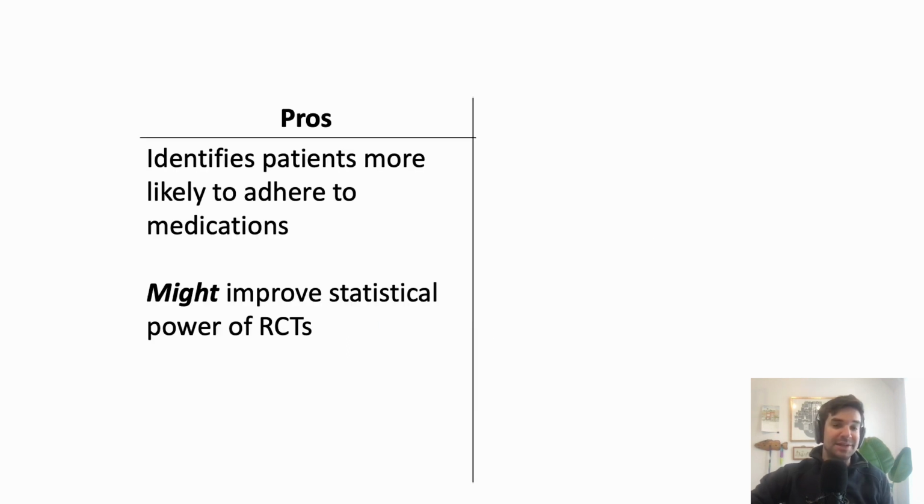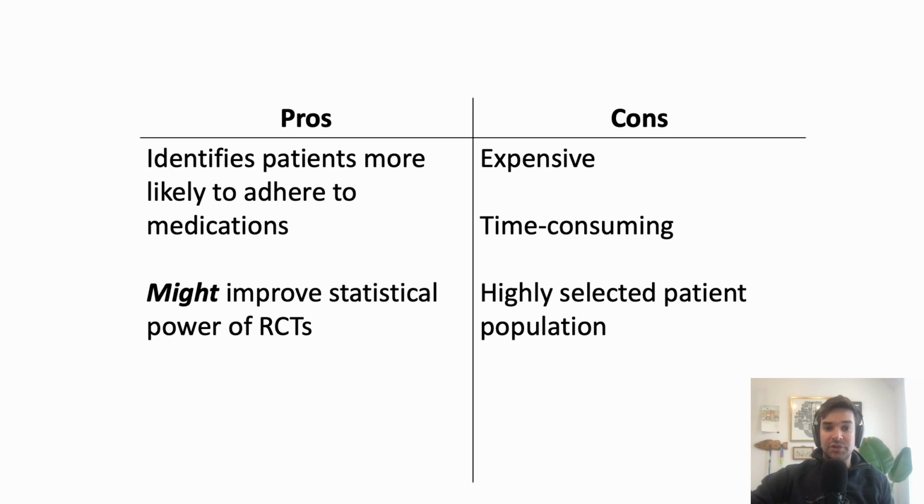This is probably expected, but let me just go over the pros and cons. The pros, you are far more likely to have patients in your trial that are going to be adherent, and this can improve your statistical power. The cons, this is expensive, it's time consuming, and it leads to a highly selected patient population who's included.